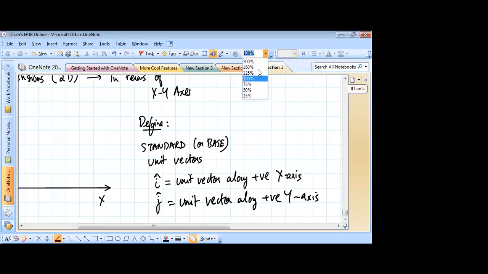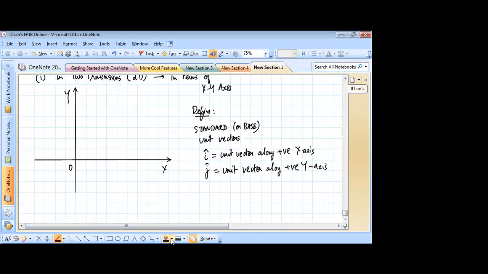So back in this diagram, the vector I cap will be like this. It will be a vector pointing along the positive x direction and of magnitude unity, or 1. Similarly, the vector j cap will be a vector pointing along the positive y direction. And again, its magnitude should be unity, or 1.